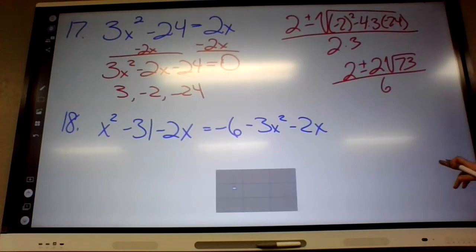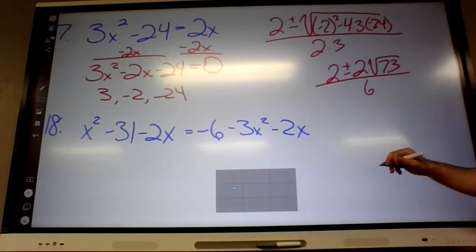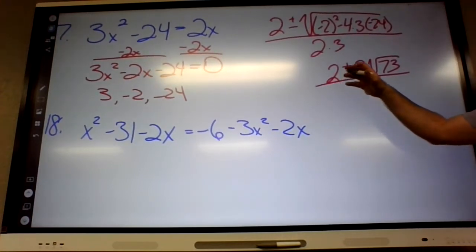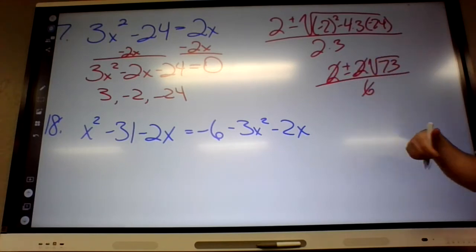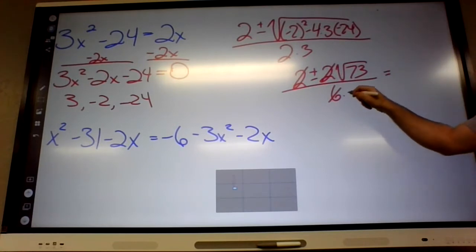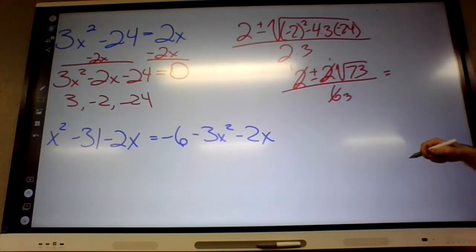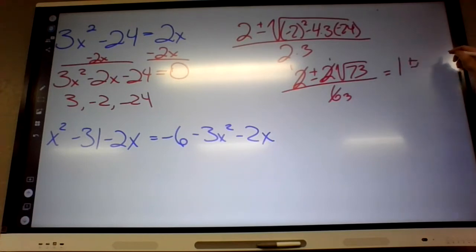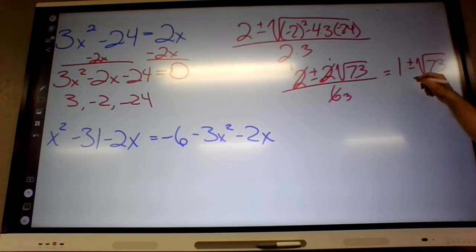What else can I do on this one? Yeah, all three of these terms are divisible by 2. And it has to be all three of them for it to work like this. So if you divide them all by 2, you get 1 plus or minus the square root of 73. You guys put that 1 out there? Yes, you definitely do.